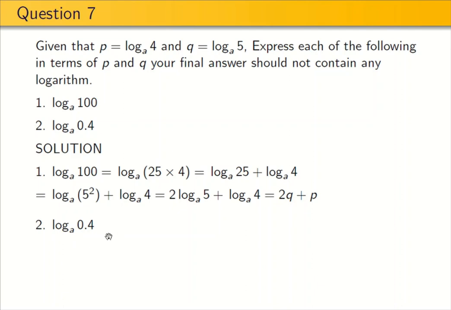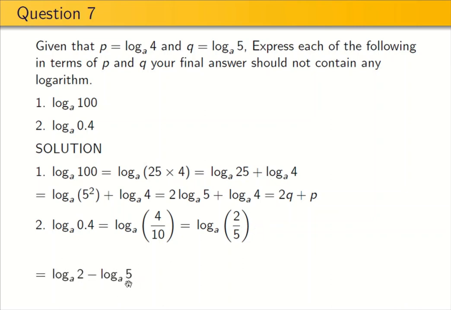Logarithm of 0.4 base a. Wow, this is not easy, right? Okay, but we know some fractions and decimals. So you can rewrite this as what? 4 over 10. This 4 over 10 is the same as 0.4 from the basic fractions that we did in basic school, right? Now I can rewrite this as what? 2 over 5. And from the fractional property of logarithm, this becomes what? Logarithm of 2 minus logarithm of 5, both base a.